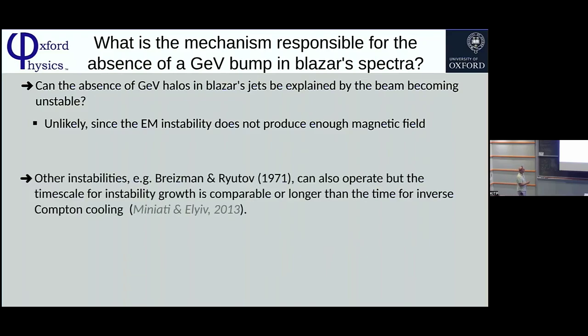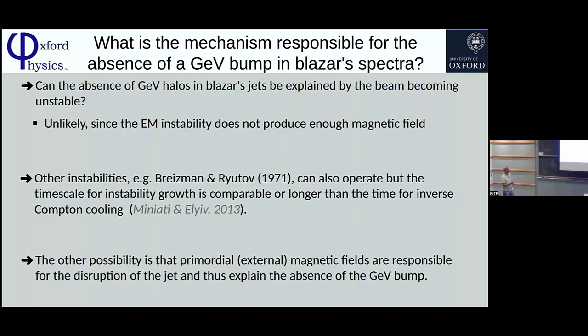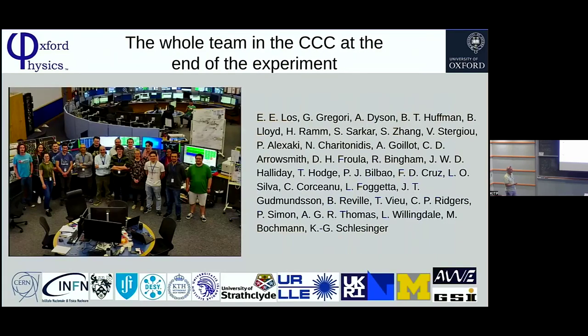There could be other instabilities, but all of them are slower, so they won't answer the problem. So we are left with the fact that maybe we need to consider the presence of a primordial magnetic field. So I'm concluding. There are many people involved here, mainly Charlie, who did these experiments, and all of us at the CERN Control Center.